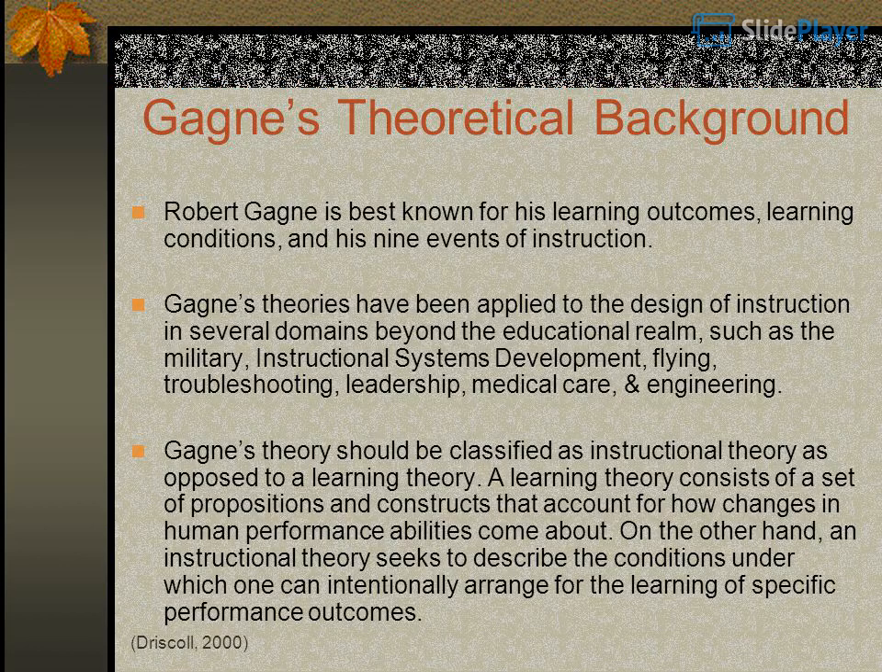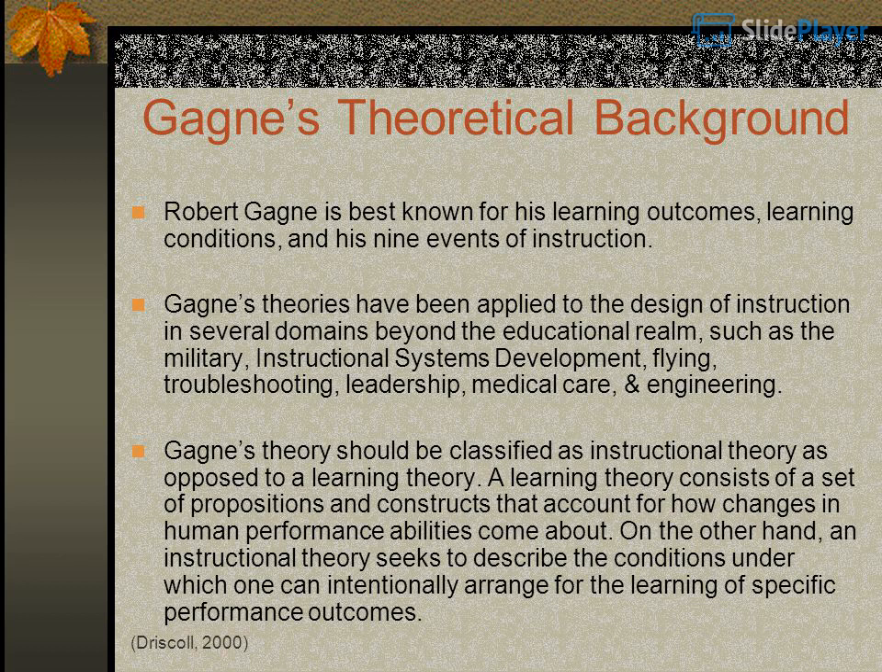Gagne's theoretical background. Robert Gagne is best known for his learning outcomes, learning conditions, and his 9 events of instruction. Gagne's theories have been applied to the design of instruction in several domains beyond the educational realm, such as the military, instructional systems development, flying, troubleshooting, leadership, medical care, and engineering.